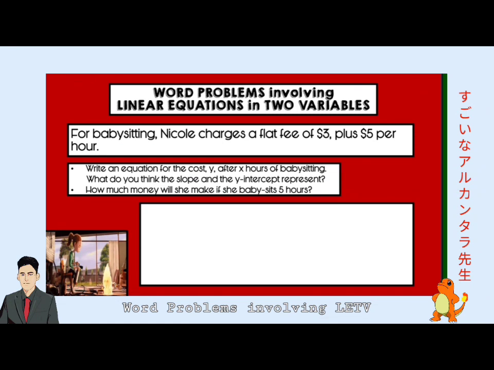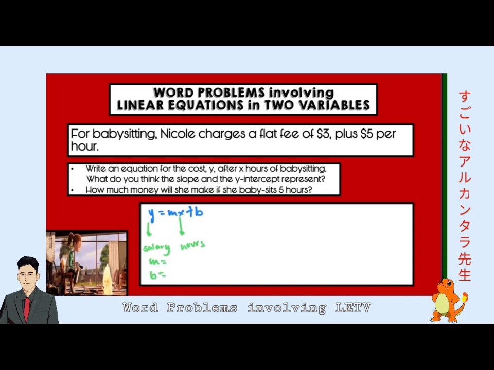Our next word problem is for babysitting. Nicole charges a flat fee of $3 plus $5 per hour. So we're again going to write a linear equation in the form of y is equal to mx plus b, where our y is the cost, or more appropriately, the salary, while the b here is again the y-intercept, and the x is for number of hours. So we have to identify our m and our y-intercept.